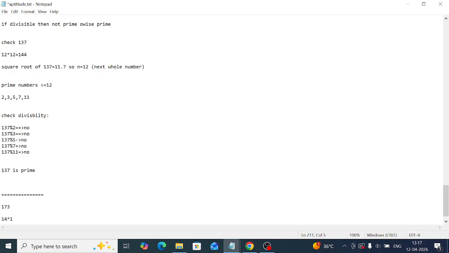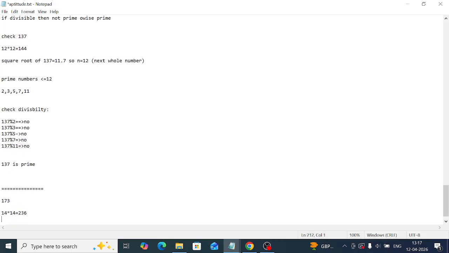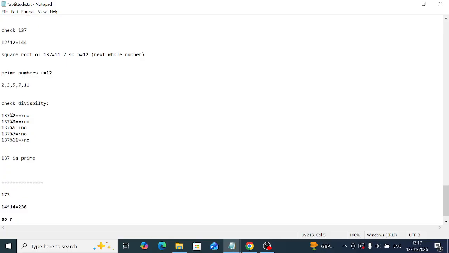Calculate 14 into 14. 14 4s are 96, 14 1s are 14, 9. 14 9 23, 236. That's why 14 is the nearest value, because it is 236. So n is equal to the nearest value, 14.